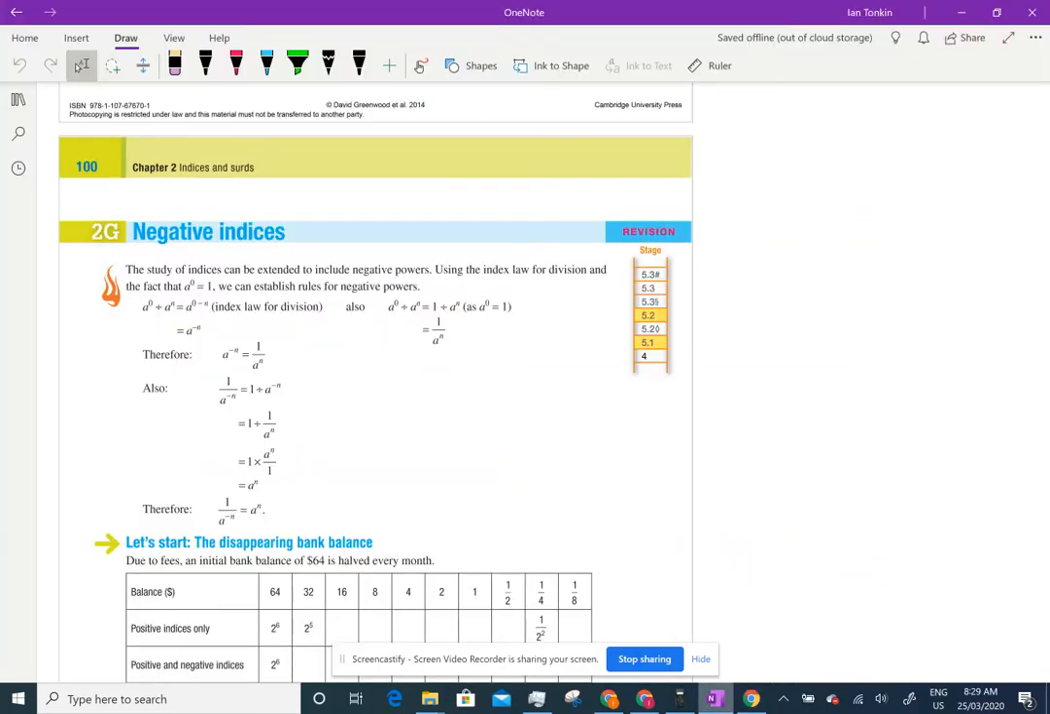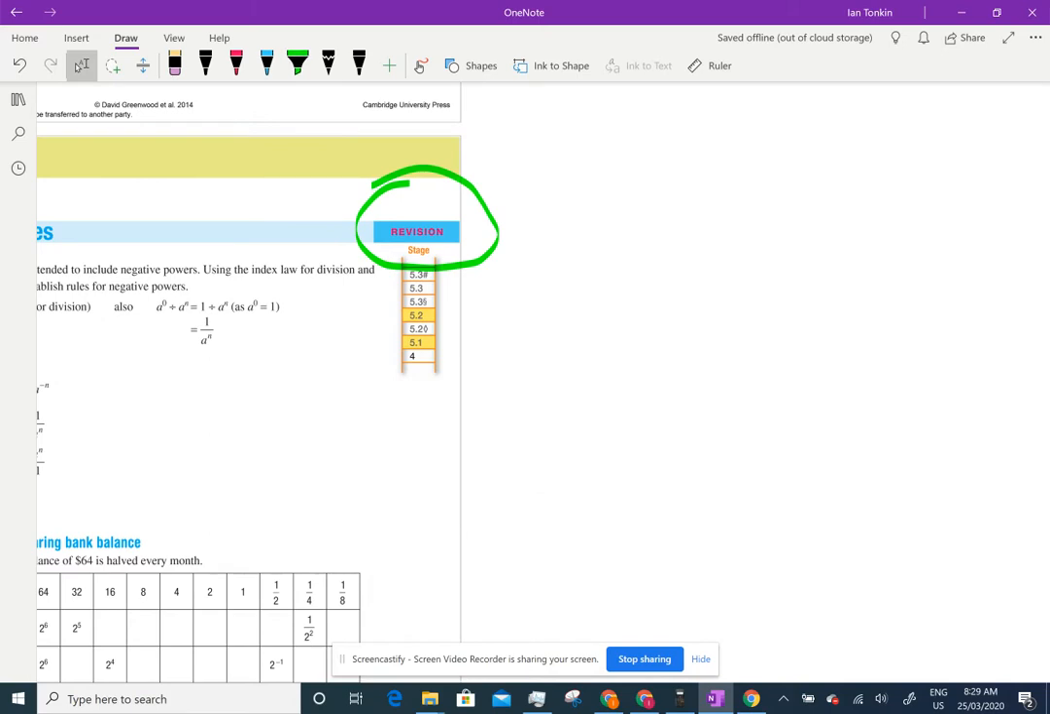Okay, Year 10. Today's lesson is going to be on negative indices. And again, this is a revision lesson. We've already done this. We did this last year in Year 9. But let's go over our index laws and our index results. So remember our index laws so far?